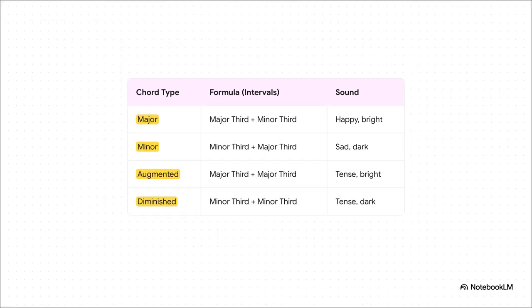Check this out. We can build the 4 most fundamental chords, we call them triads, just by changing the order of our 2 blocks. Put the big block on the bottom and the small one on top, boom, you've got a major chord. Flip them around, small on the bottom, big on top, and now it's a minor chord. And what if you use 2 big blocks? You get this tense, weird-sounding augmented chord. 2 small ones, that's a diminished chord, also super tense. It's incredible, right? 4 totally different sounds, and all we used were our 2 little Lego blocks.